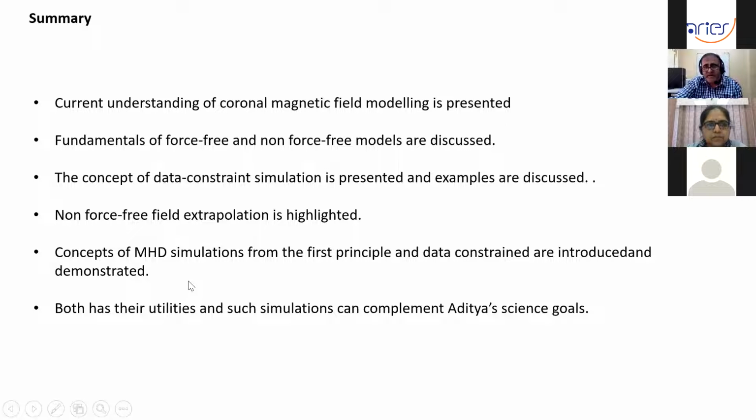Both MHD simulations from first principles and data constraints are introduced and demonstrated, and both are very much required to understand what is going on. This whole package can be used to achieve the Aditya science goals, as well as for any other space-based or earth-based observations.